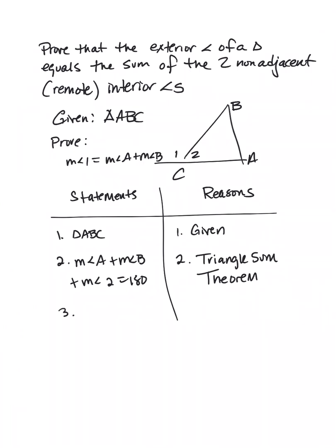Line 3, we have angle 1 and angle 2 are supplementary, right? So the measure of angle 1 plus the measure of angle 2 is 180. Linear pairs are supplementary.